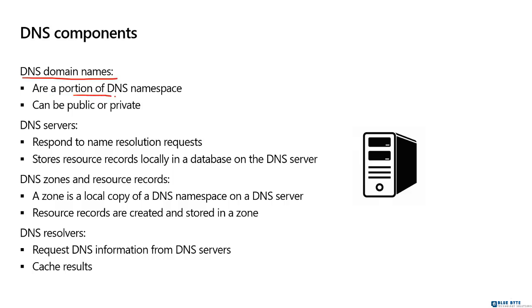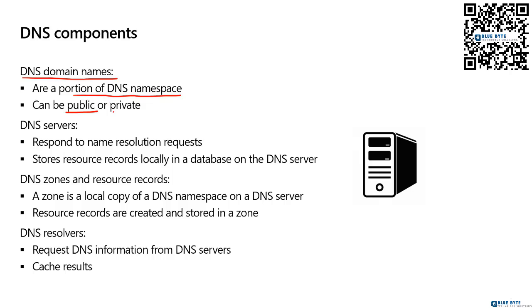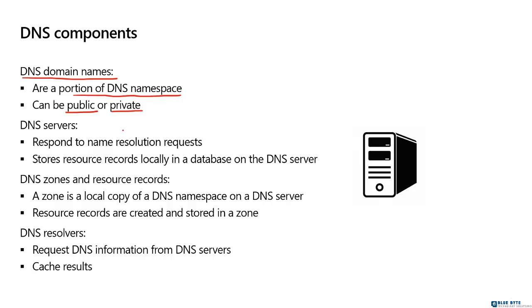This is a portion of DNS namespace that can be public, which would be used on the internet, like google.com or microsoft.com, or it can be private. That would be something you use internal to your company. I have a domain named rtsnetworking.com internal that is my Active Directory domain. So you can have a public namespace or you can have a private namespace. When we're talking about Active Directory, AD, we will be using private namespaces.